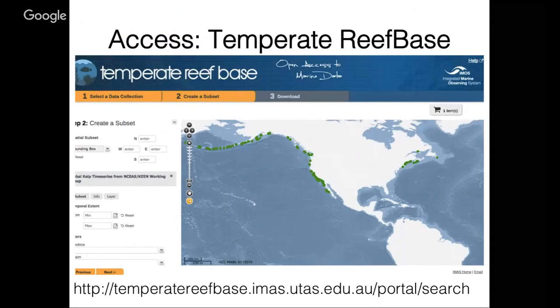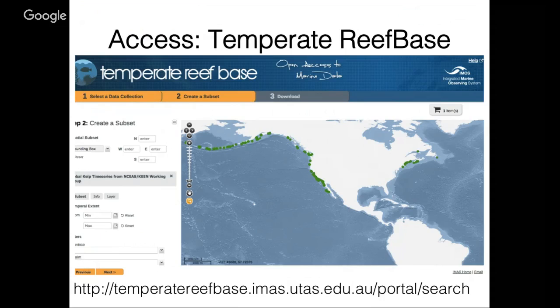If you are interested in this data, though, from the Krumhansl et al. paper, I talked about this a lot yesterday, but the kelp time database, as we've been calling it, is available from a wonderful data repository for temperate reef data called Temperate ReefBase. If you are a temperate reefer, this is where you should be putting your data for long-term archiving and access. This is a project run by the University of Tasmania, Craig Johnson and his colleagues.